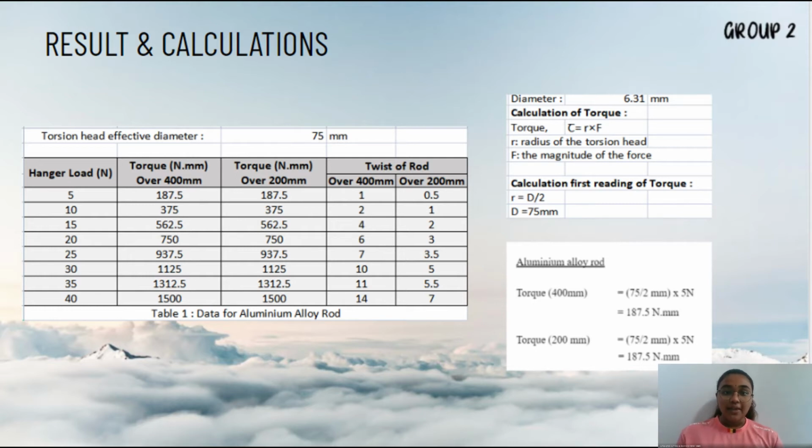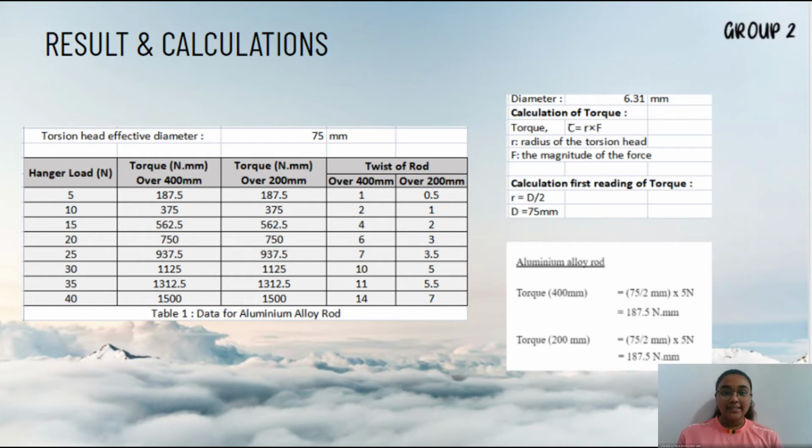For the first type, which is the aluminium alloy rod, the data given is the diameter, which is 6.31 mm. So using the formula and steps stated before, table 1 is completed with the results calculated for the torque over 400 mm and over 200 mm in Newton millimeter. The torque value is directly proportional to the hanger load.